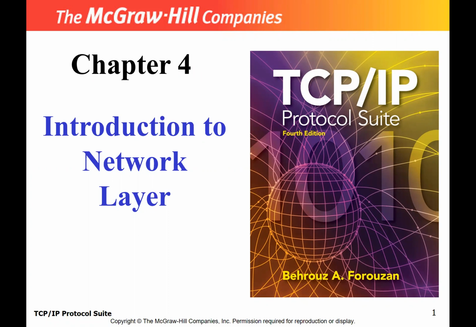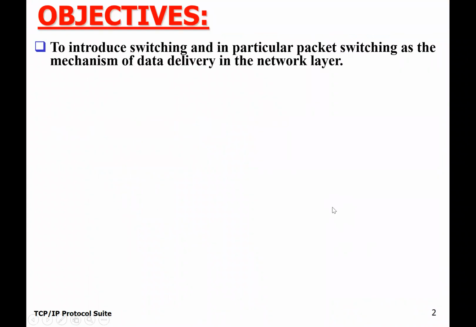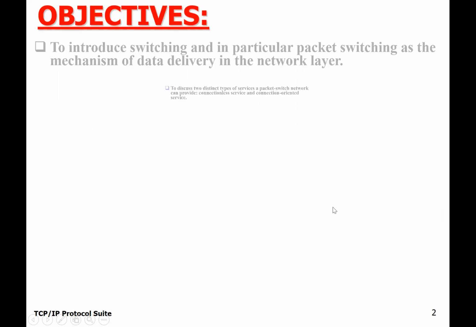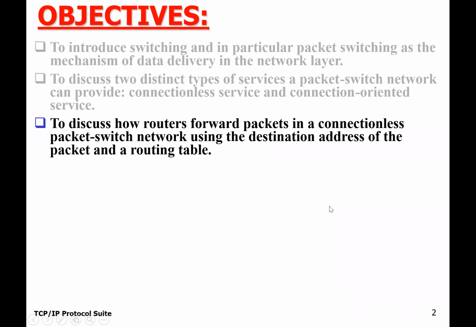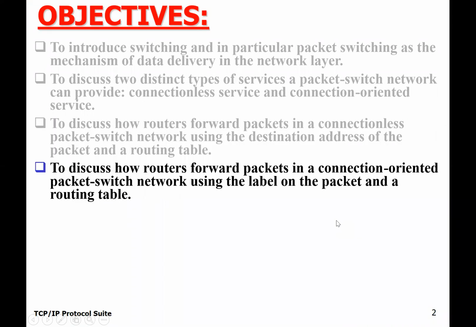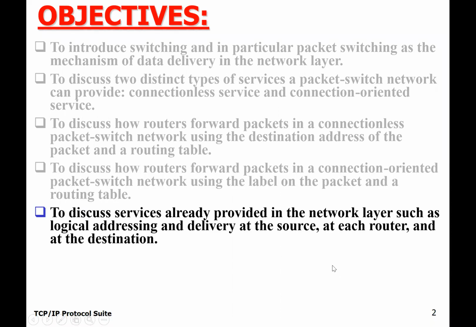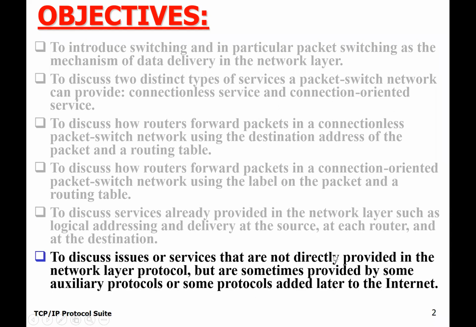Let's talk about it, the layer on top of the data link layer. And when you talk about the internet, what we'll discuss in this chapter, we'll see the difference between packet switch and circuit switch, and then we'll see what is connection oriented and what is connectionless. What's the difference between them in the network? And finally, we will talk about some of the issues we cannot provide at the network layer.